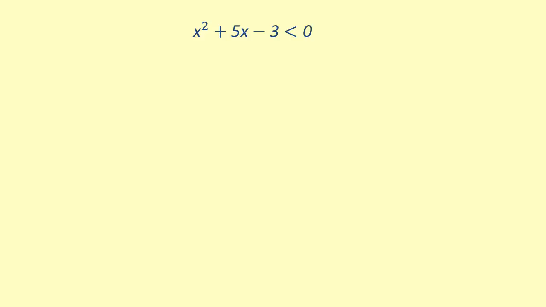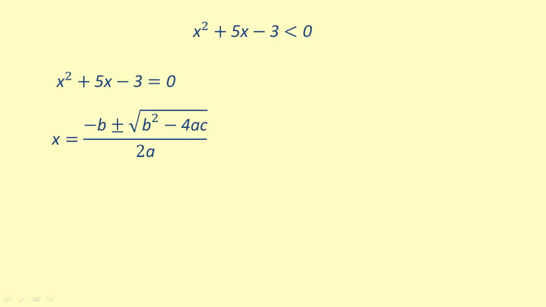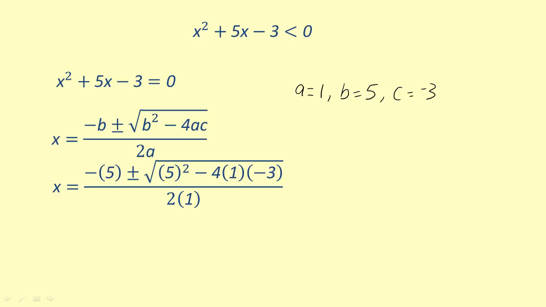The first step is to set this equal to 0 and find the critical point. Note that we can't factor this, so we will need to use the quadratic formula. Now we need to find a, b, and c to proceed. A is 1, b is 5, and c is negative 3. Substitute these values into the quadratic formula and simplify. x equals negative 5 plus or minus the square root of 37 all over 2.